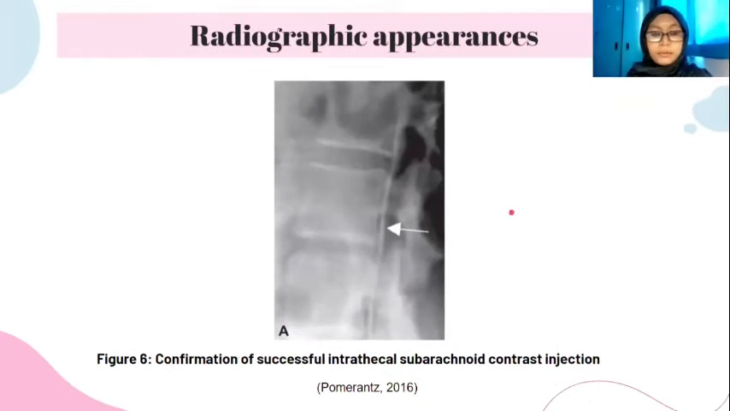Next is figure 6, which shows the confirmation of successful intrathecal subarachnoid contrast injection. The initial trace contrast injection under cross-table lateral views should be able to demonstrate flow of the contrast away from the needle tip, with thin layering on the dependent ventral aspect of the spinal canal, at the arrow here.